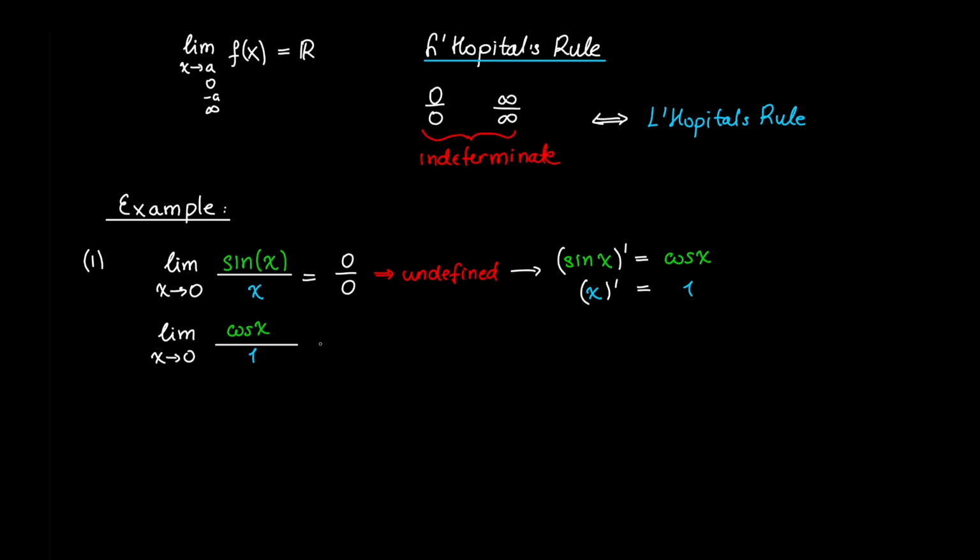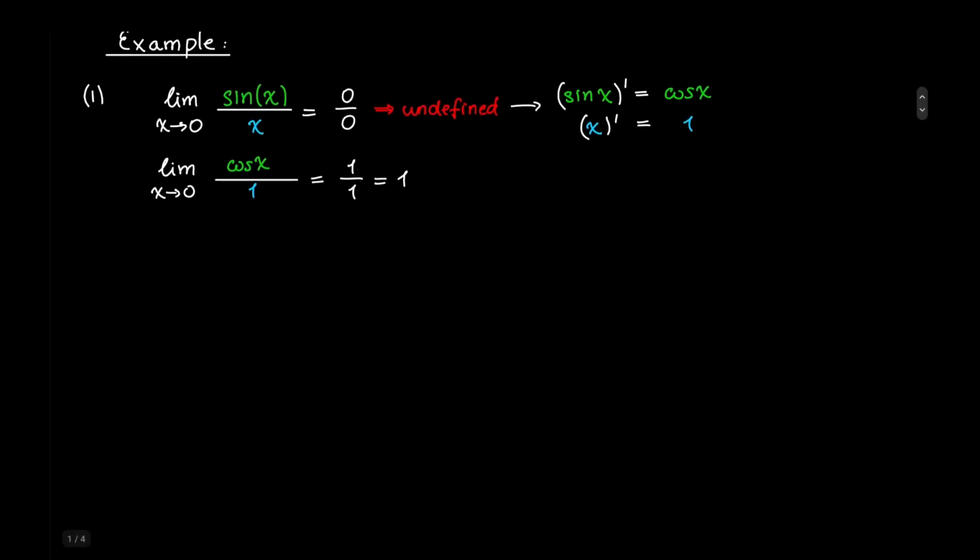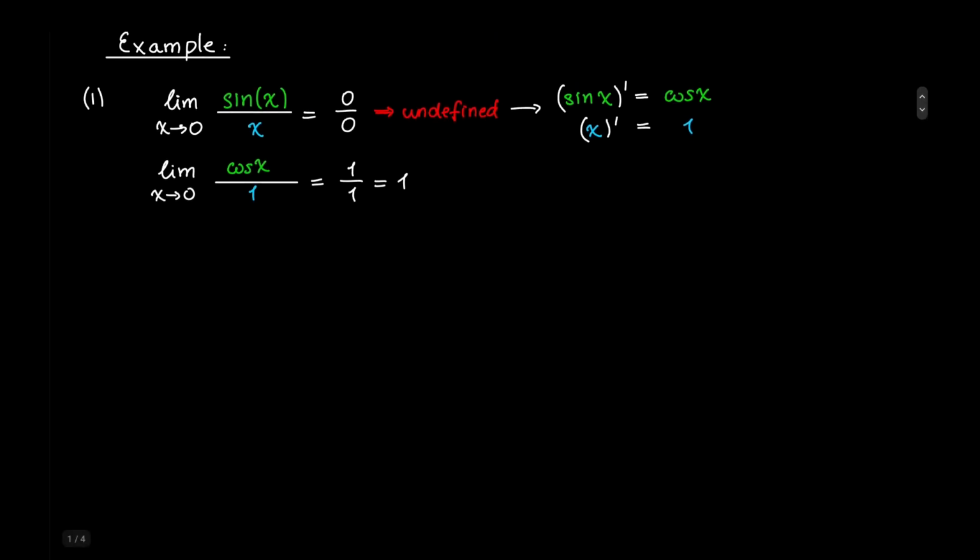So now let's evaluate this again directly. In the numerator, cosine of 0 is 1, and on the bottom it is just 1. So now the limit is successfully evaluated, which is equal to 1. And this showcases L'Hopital's rule.